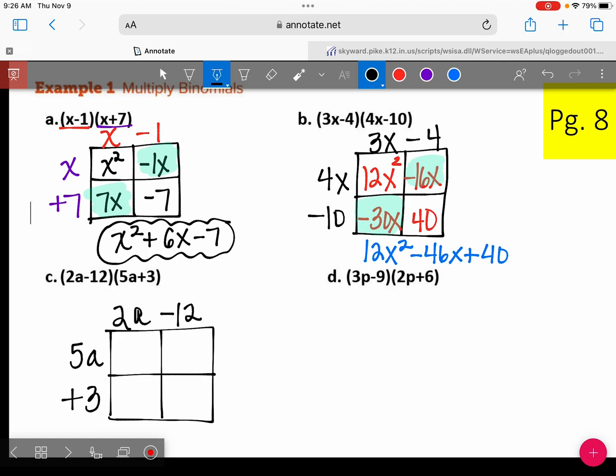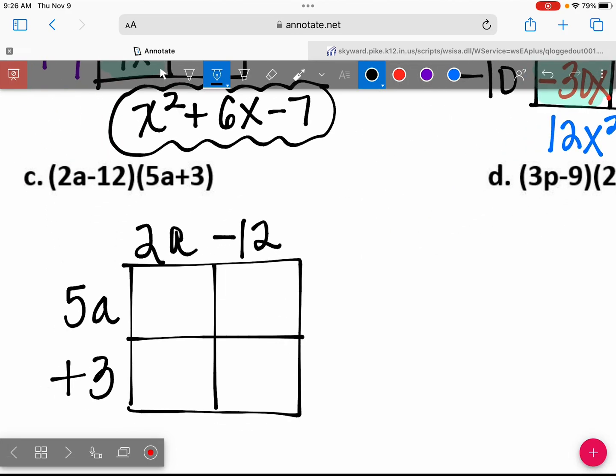So when I fill in the first box, what did you put in this first box? I need to hear everybody. What did you put right here? 10a squared. Good. All right, moving here, what is the only thing that could go in this box and be right? Negative 60a. We have to watch our signs.